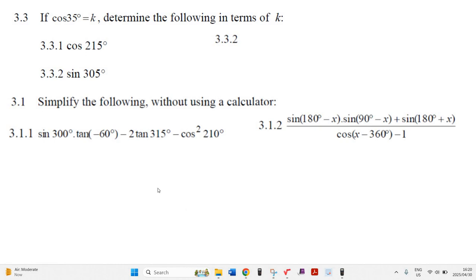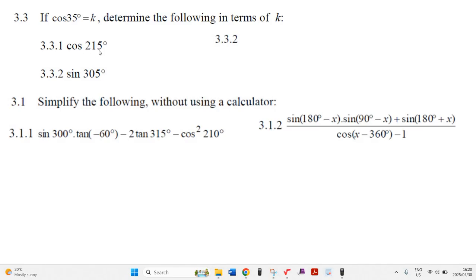Okay, let's try this trig question here. It says the cosine of 35 degrees is k. Determine the following in terms of k. When I see this sort of thing, I often just sketch a triangle with k over 1, making 1 the hypotenuse. But you don't really need to in this question. In fact, let's just do the reduction thing here.